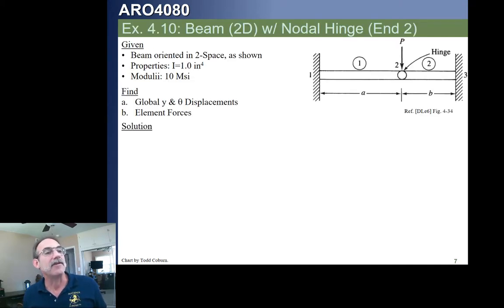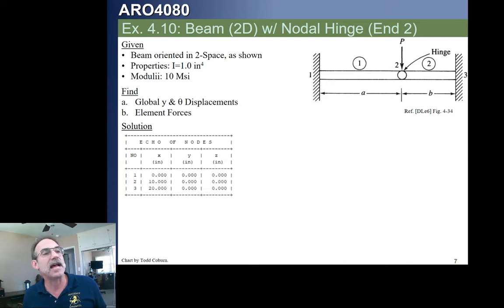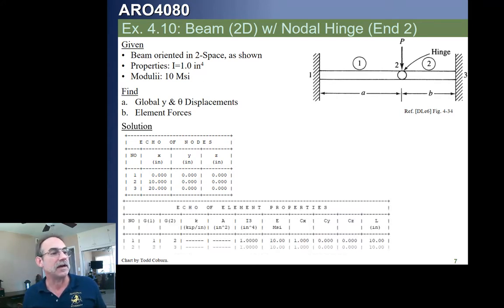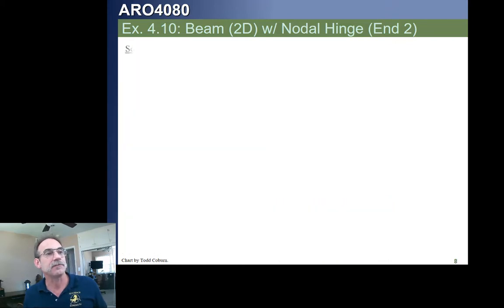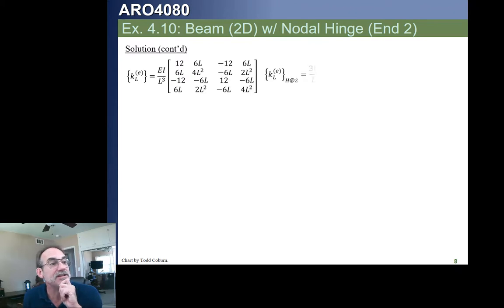So let's say we have a bar like this with a hinge there. Let's say that we first decide to model the hinge on element 1's node 2. That's the second node. Okay? We've got 3 nodes and 2 elements. All right? So now we're going to go and calculate our stiffness matrices. This is our general stiffness matrix, which applies for all elements, but for the one where we have the hinge at node 2, we have this other stiffness matrix, okay?